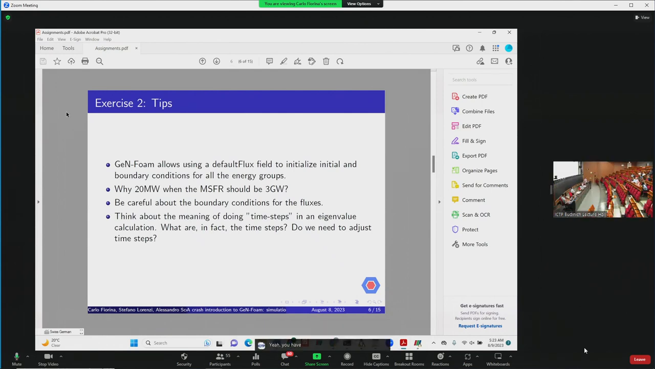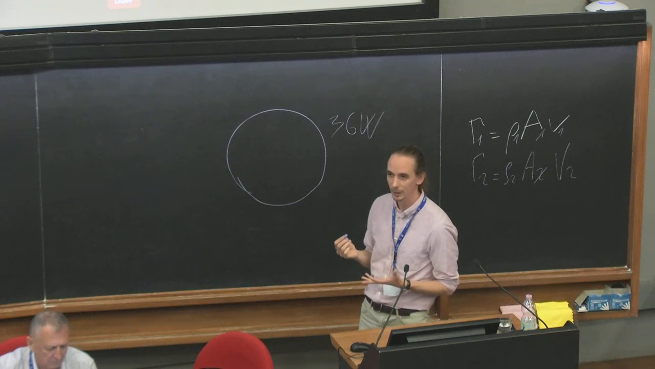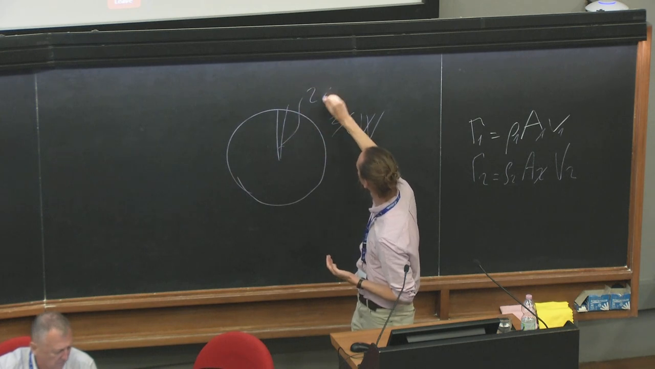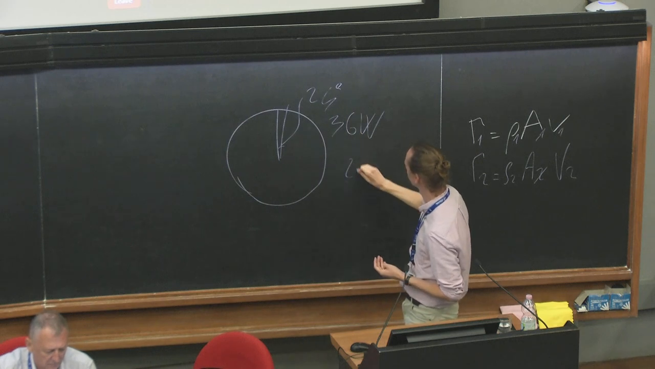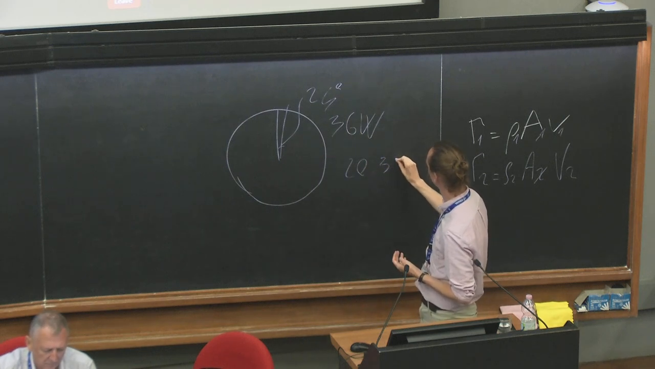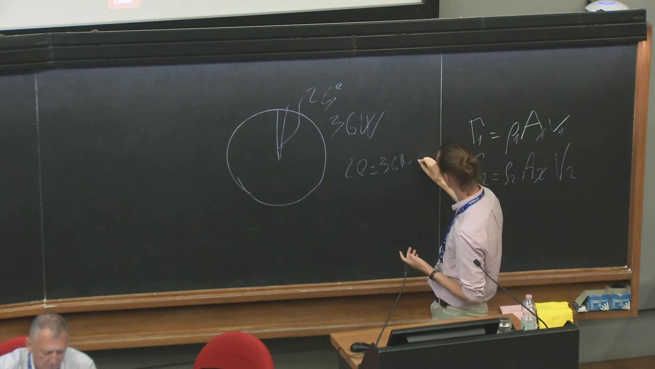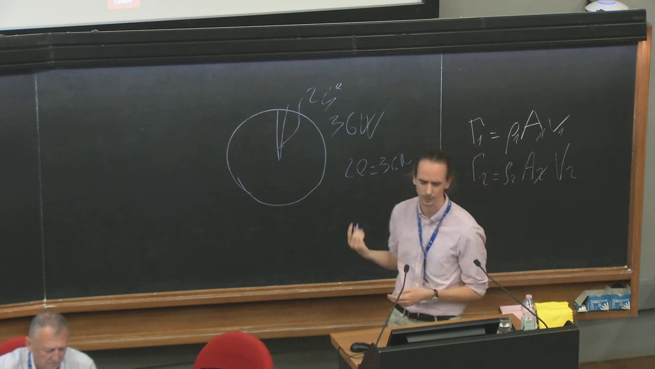You have to provide the power based on the geometry you're solving for. So in this case, if you look at it from the top, your reactor is more or less like this, right? And this is 3 gigawatts. But what we are solving now is something like this. This angle is like 2.4, I think, degrees. So this is 20 megawatts, literally 3 gigawatts multiplied by 2.4 divided by 360. I think it's 2.4. You can double check this.